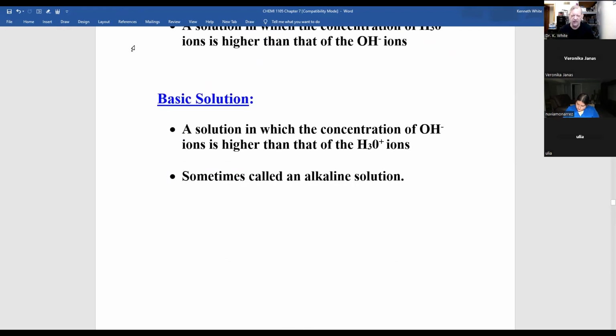Now, a basic solution is just the opposite. The hydroxide ion concentration is greater than the hydronium ion concentration. And we call this a basic solution. Sometimes it's also called an alkaline solution, like in your alkaline batteries. And that, you know, the hydroxide concentration is greater than the hydronium concentration.